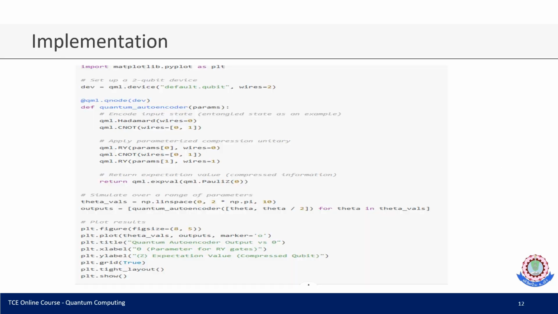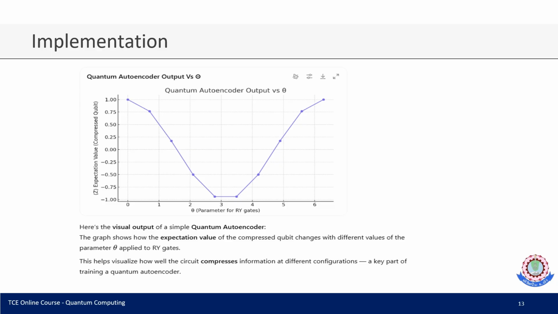Here we have the implementation with the help of libraries. The device is initialized and the parameterized compression unitary is applied. The expectation value is returned. We simulate over a range of parameters and plot the metrics with the help of a visualization graph. So this is the output of the quantum autoencoder versus theta. Here theta, the parameter of the RY gates, is introduced. So this shows the expectation value, the predicted value and the actual value.